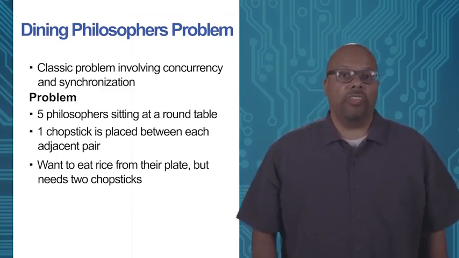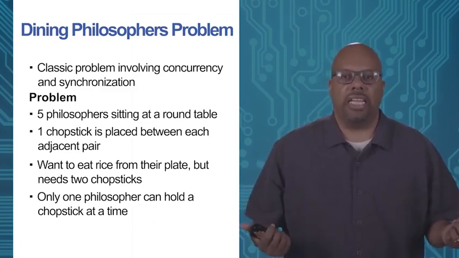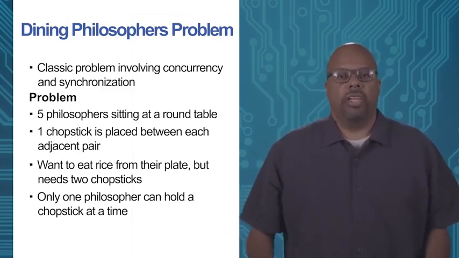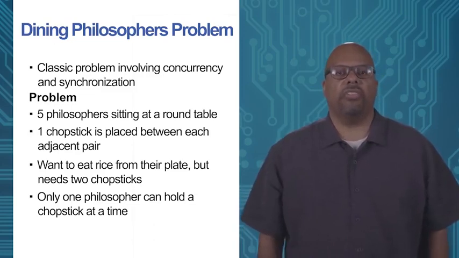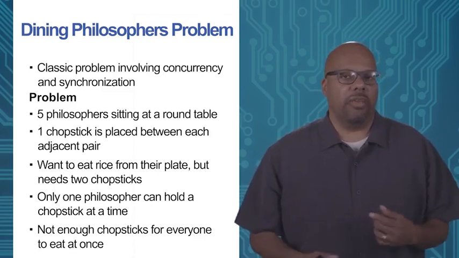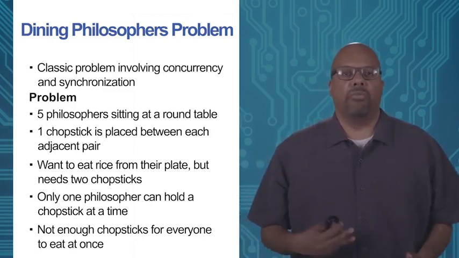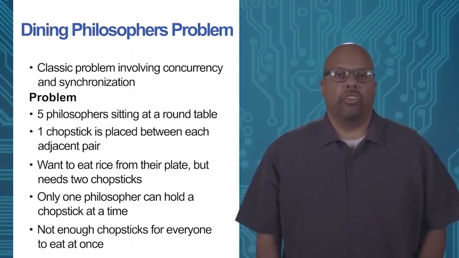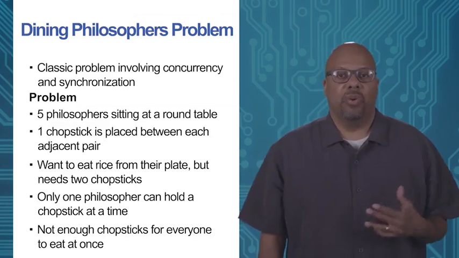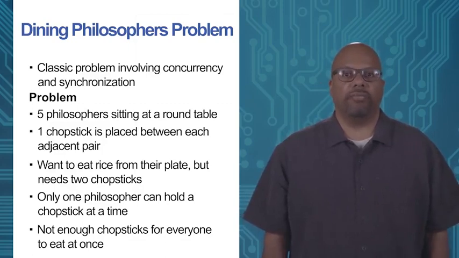Only one philosopher can hold a chopstick at a time. So when one philosopher is eating, his neighbors can't eat, because he's got both of the chopsticks, so the neighbors are missing at least one of theirs. There are not enough chopsticks for everyone to eat at once, and this is key. Not that only one can eat at a time; you can have multiple people eating at a time, but they can't all eat at once, so they have to be properly ordered. If you implement this without thinking it through, you can easily cause a possibility of deadlock in the system.